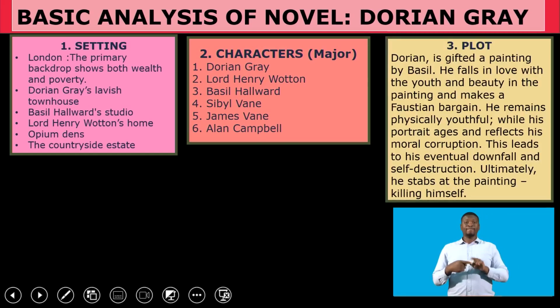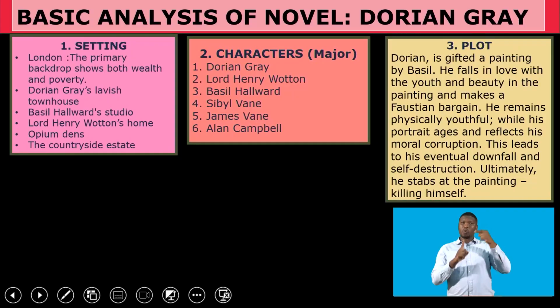The plot. Dorian is gifted a painting by Basil. He falls in love with the youth and the beauty in the painting and makes a Faustian bargain. So a Faustian bargain is when you sell your soul to the devil. And in this case, Dorian sold his soul to the devil to have eternal youth and beauty. He remains physically youthful while his portrait ages and reflects his moral corruption. This leads to his eventual downfall and self-destruction. Ultimately, he stabs at the painting, which then results in him dying.